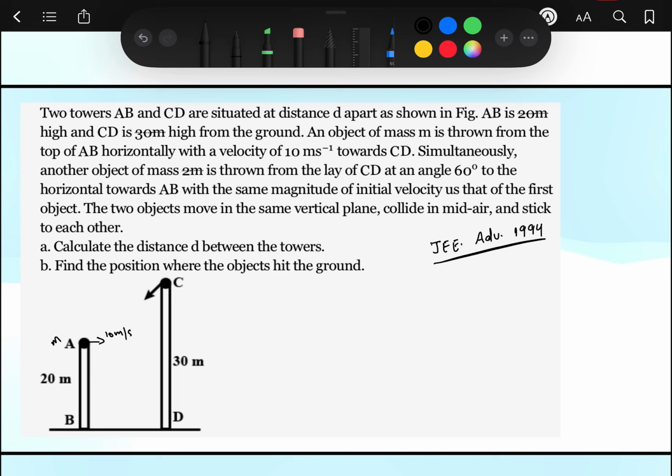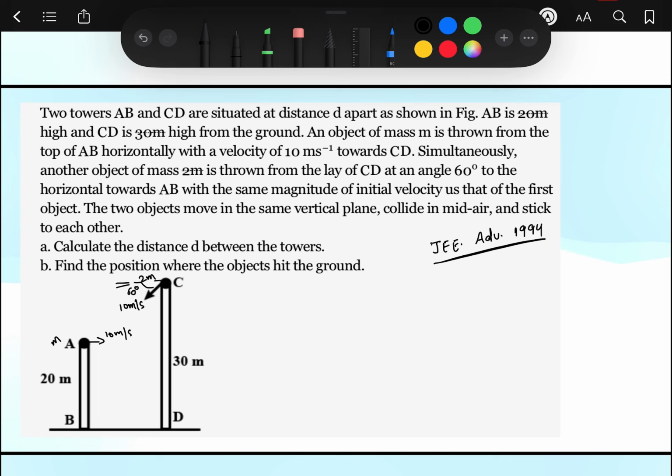Simultaneously, towards CD, another object of mass 2M is thrown from the top of CD at an angle. This object of mass 2M is thrown at an angle of 60 degrees to the horizontal line, with the same magnitude of initial velocity as that of the first object. That is, the initial velocity is 10 meter per second only.